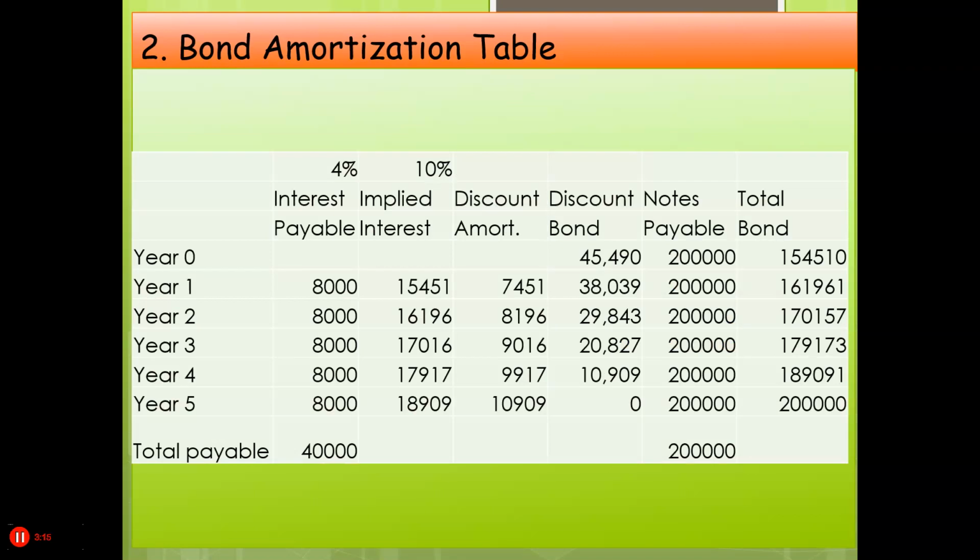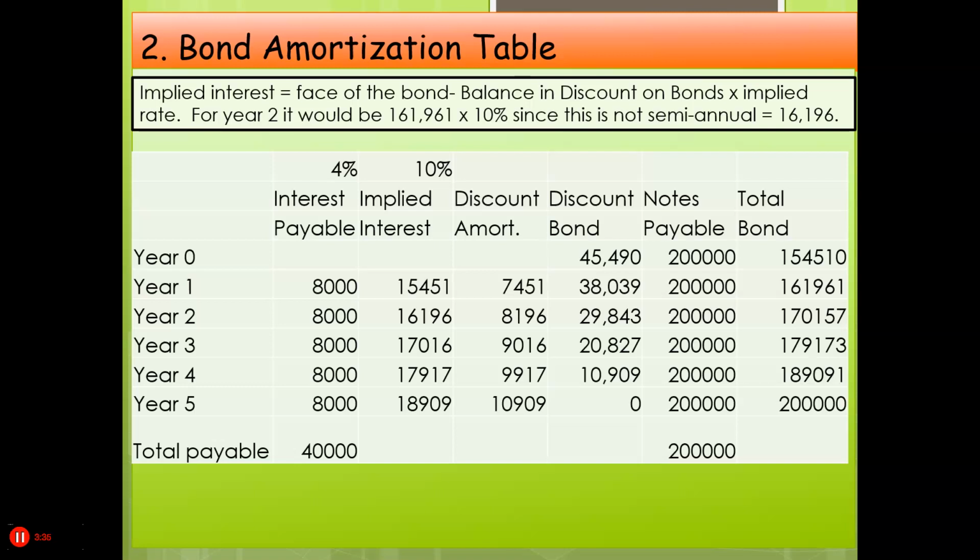Now we'll look at a bond amortization table. What we're saying is that we have the interest payable of $8,000. The implied interest is $15,451. So the discount that will be amortized in year 1, at the end of year 1, would be $7,451. So this shows you how it works.